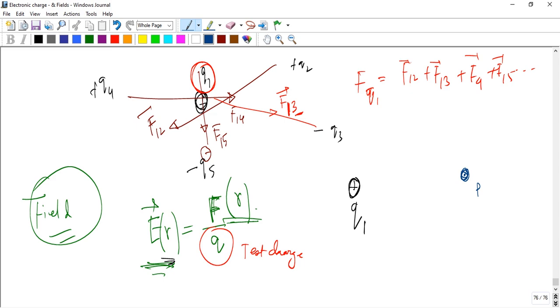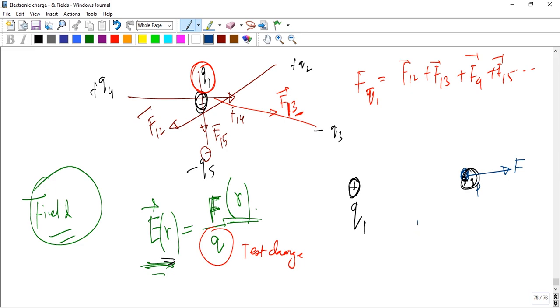The formula says that you bring a test charge here, either positive or negative, and this test charge experiences some force if it is placed in the electric field of Q1. Otherwise, if the test charge experiences zero force, it means the test charge does not belong to the field of Q1. So a small test charge q is placed here, and this positive test charge experiences a force in the outward direction.